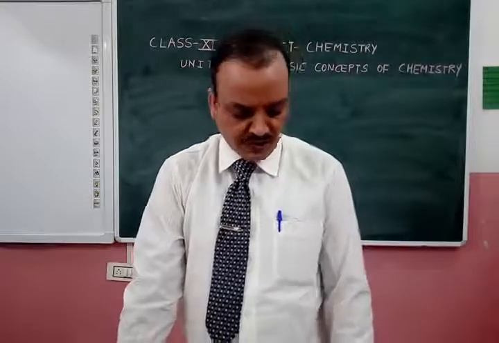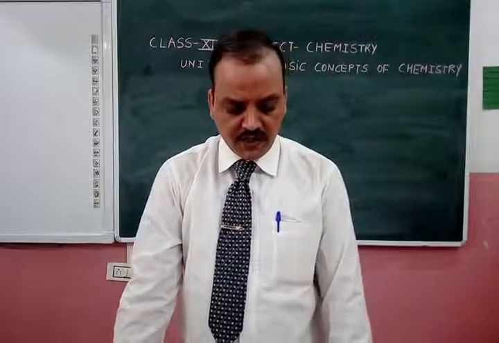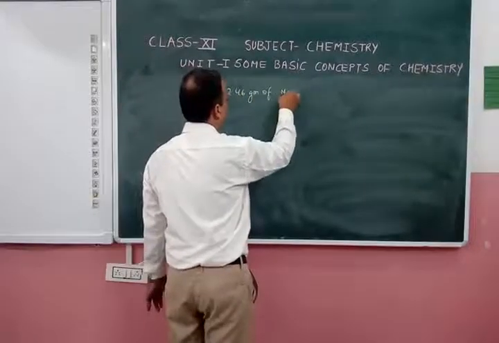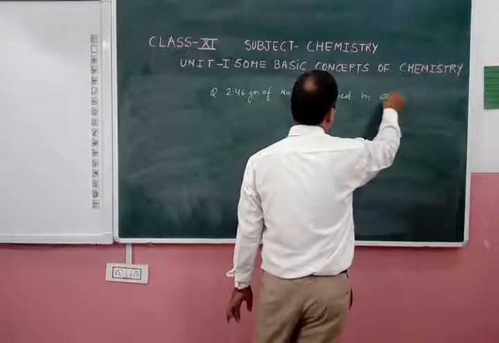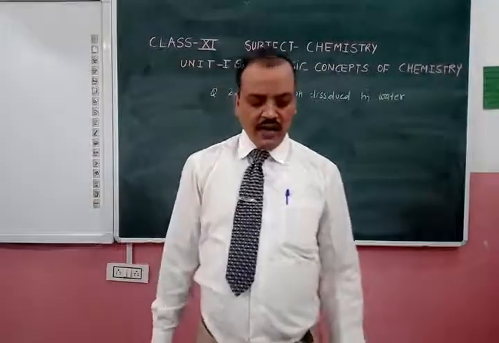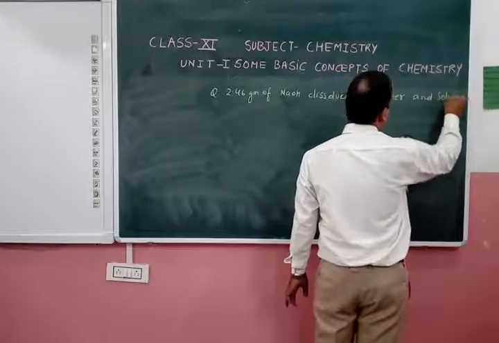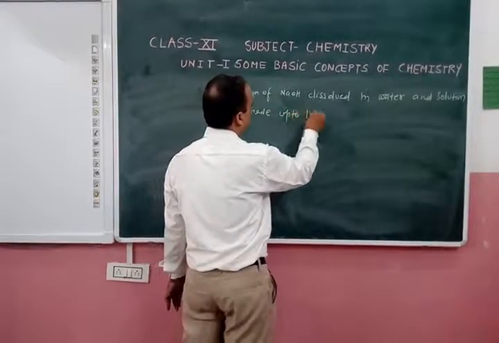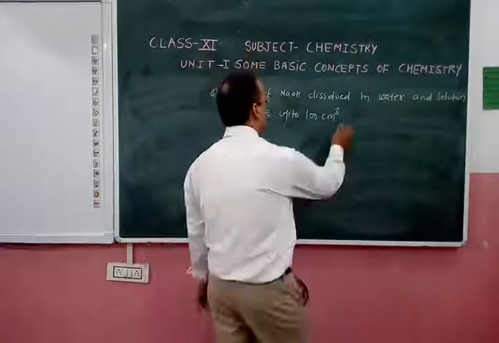Now you have to do one question at your home. 2.46 gram of NaOH is dissolved in water, and the solution is made up to 100 centimeter cube in a volumetric flask. Okay, thank you.